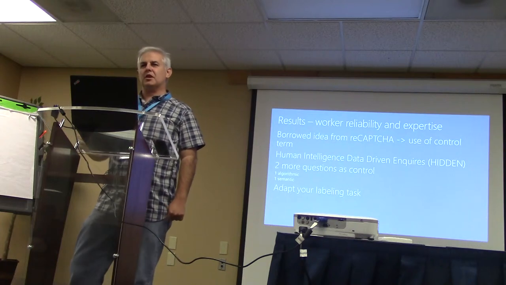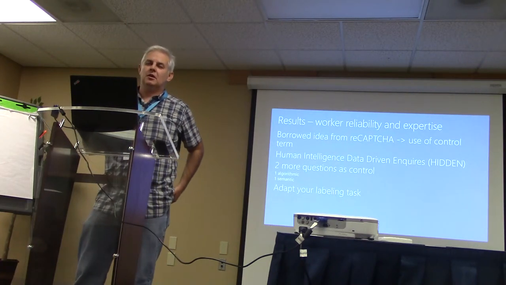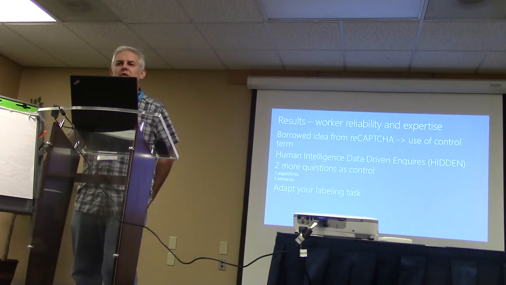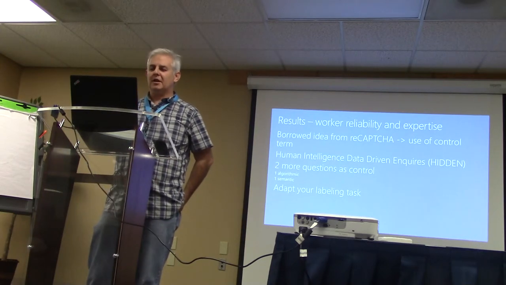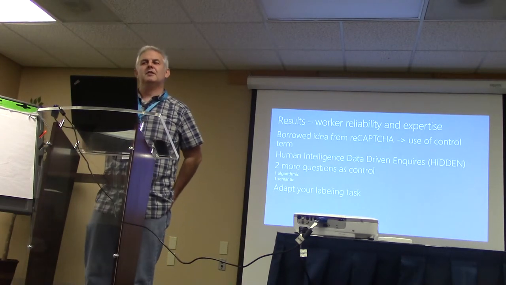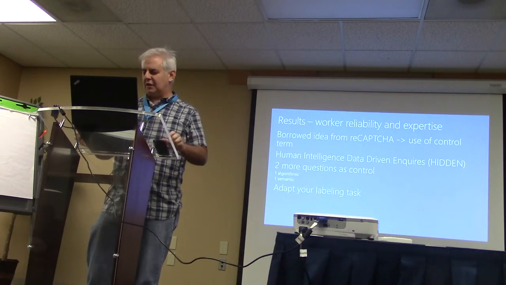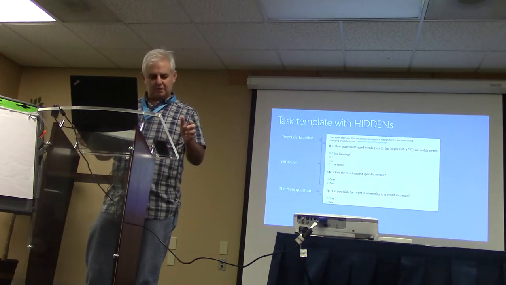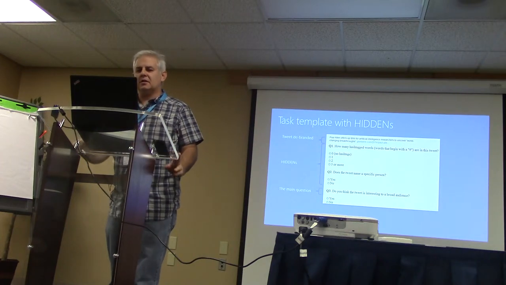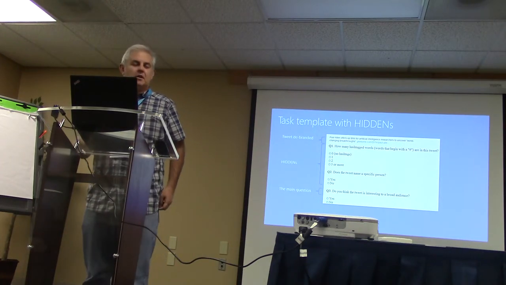There are two questions as control. One is an algorithmic question. We call it algorithmic because you can compute the answer algorithmically. Then you have a semantic question. Don't worry, I'll show examples. And of course, you have to adapt these hidden questions for your own task. Okay, so this is the task template with a hidden.